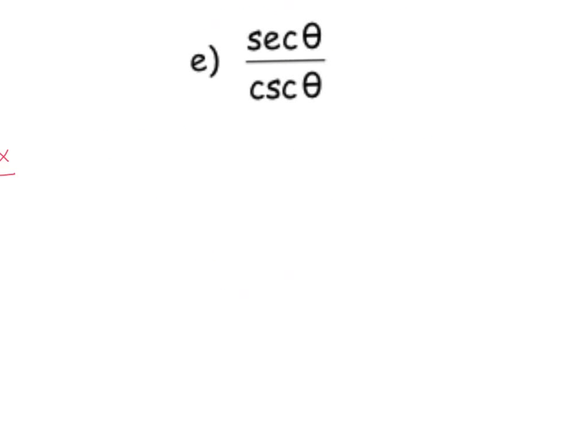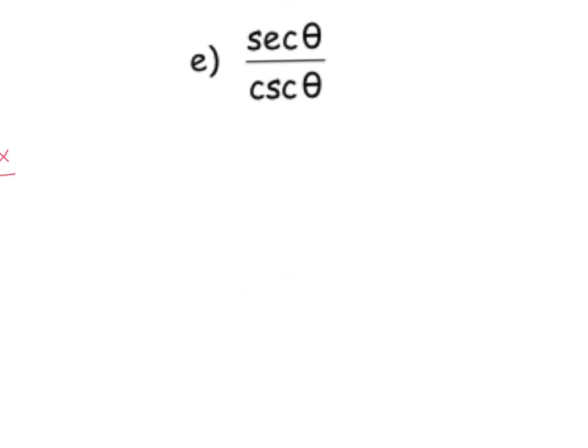All right, letter E is just as simple. Secant of theta over cosecant of theta. So what do you think you need to do here? You need to change both of those trig functions into sines and cosines and divide the fraction. So I want you to do that now and see if you get the same answer I do. So pause the video.